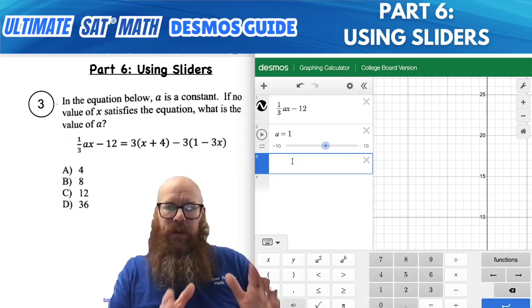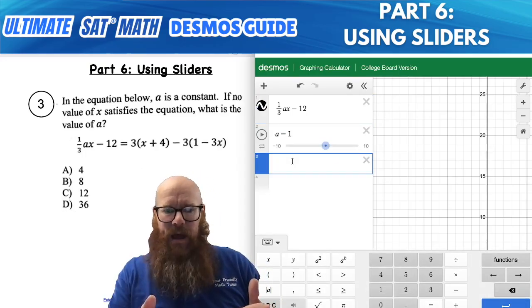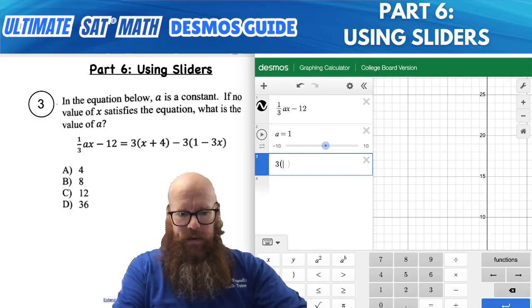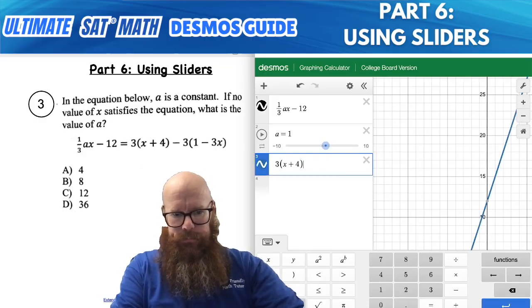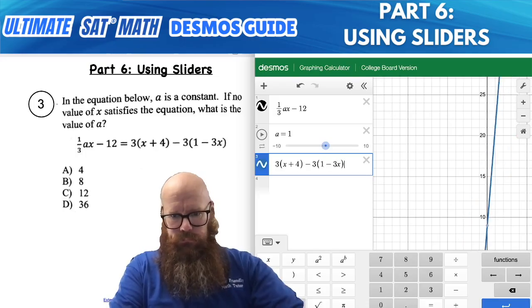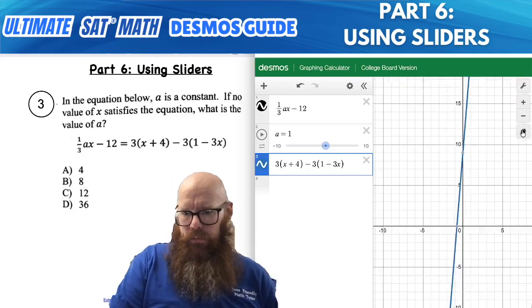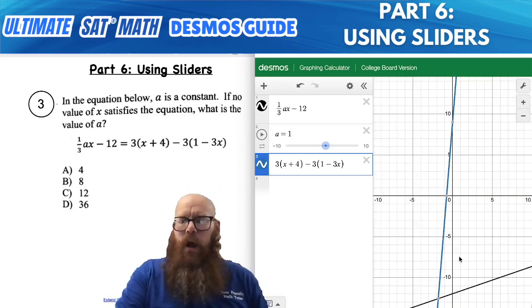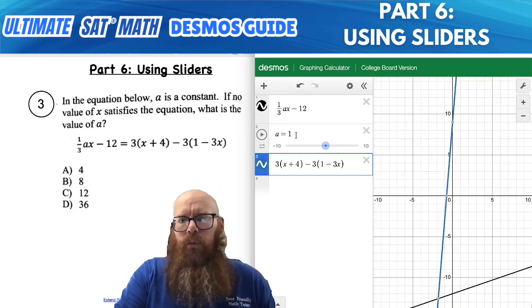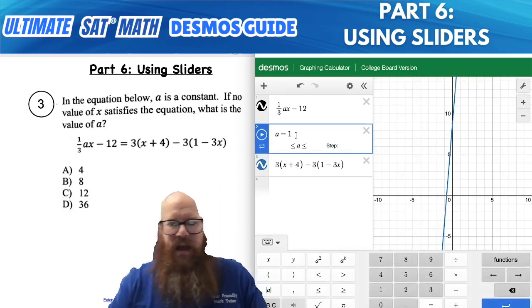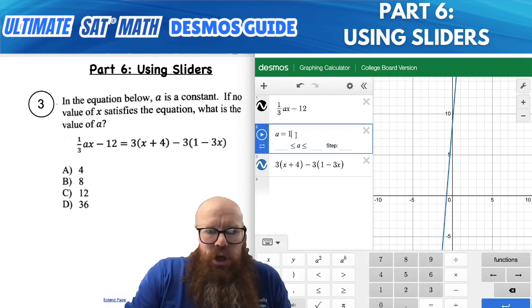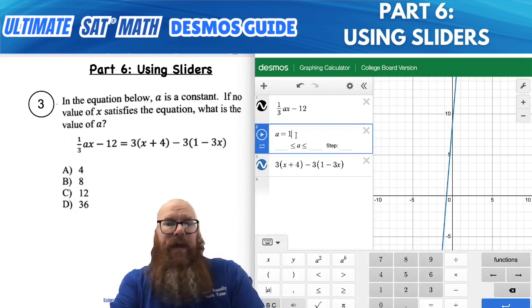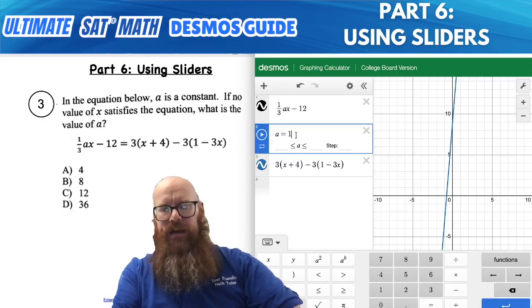So I'm going to put the left side first and add a slider, and then I'm going to put the right side. I'm going to go back to the home here. And what I want is, when I put my answers in as the slider, I want there to be no solution. So I want them to never intersect. So these are lines, so they should be parallel.